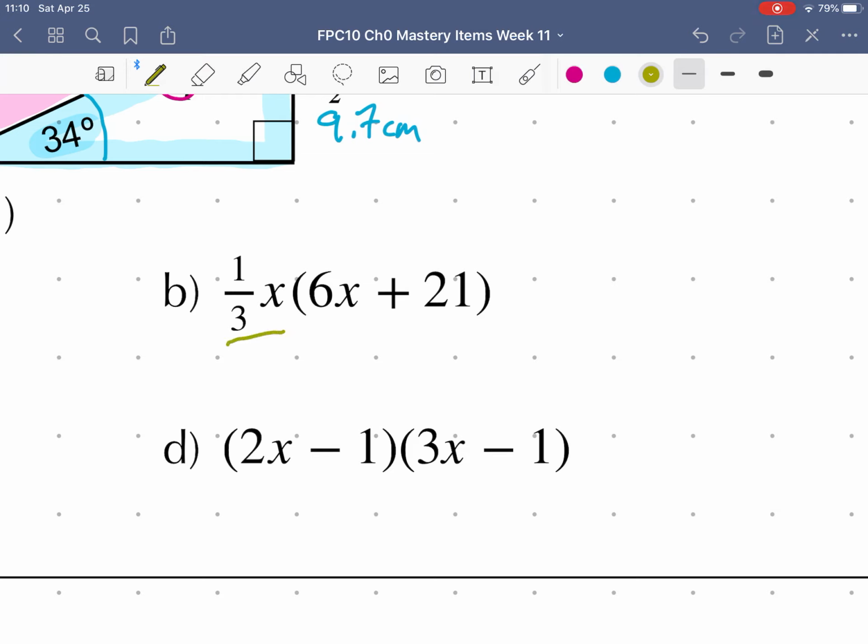Second one, I have a monomial, 1/3 x, times 6x and then times 21. Now, what's 1/3 times 6? We multiply the coefficients together. 1/3 times 6 is the same thing as saying, what is 1/3 of 6? 1/3 of 6 is equal to 2, and x times x is x squared. Then we do 1/3 times 21, or what's 1/3 of 21? That is 7, and our x variable times no variable is just our x variable.